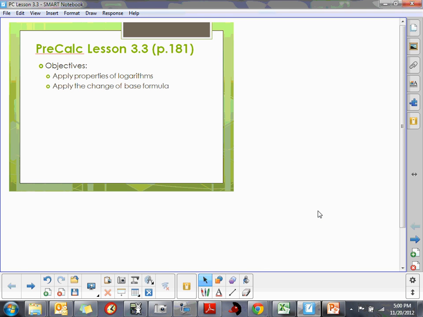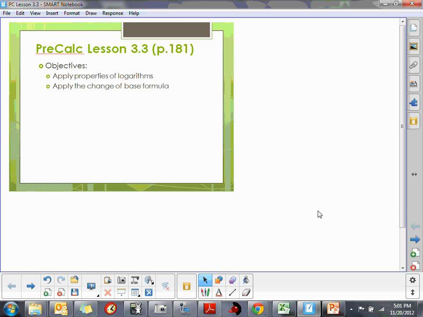In lesson 3.3, there are two main objectives, and one is to apply the properties of logarithms. The second one is to apply the change of base formula. So far in this unit, we've looked at exponential curves, either growth or decay. We've also looked at a couple of different exponential growth and decay models, whether it's continuous growth or periodic growth. And we had two different equations for that.